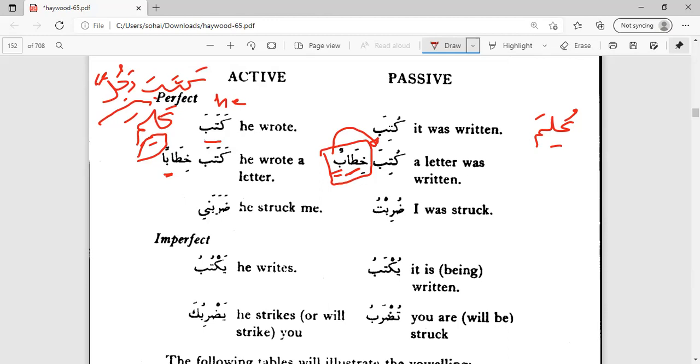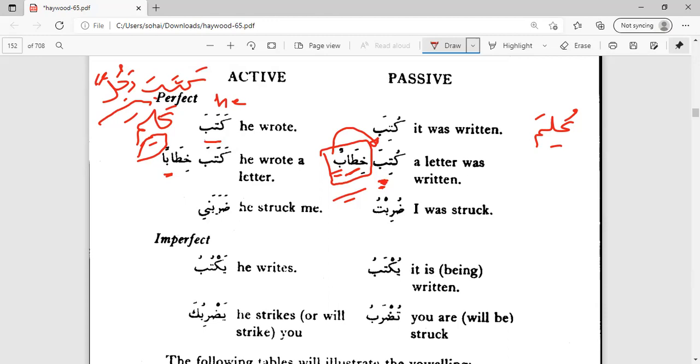So here, it's not khitaban. Why is it not khitaban? Because it's kutiba khitabun. If you write khitaban, it would imply that there is a doer, but there is no doer. So we're just talking about some... Normally, it will be it was written. What was written? Khitabun. The letter was written. A letter was written. Does it make sense?